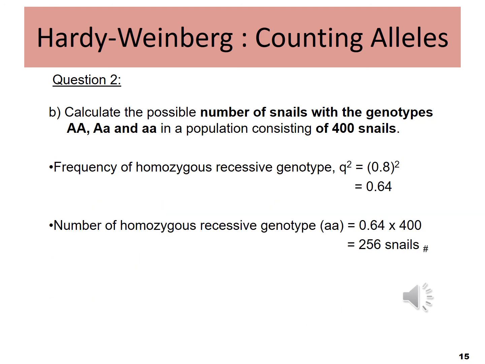Okay, to get the number of homozygous recessive genotype, you need to start with finding the frequency of the homozygous recessive genotype, which is q squared. In this case q squared is equal to 0.8 squared, that is equal to 0.64. Once you get the frequency, you can calculate the number of homozygous recessive genotype aa snails, that equals 0.64 times 400. As a result, you will get the answer as 256 snails.